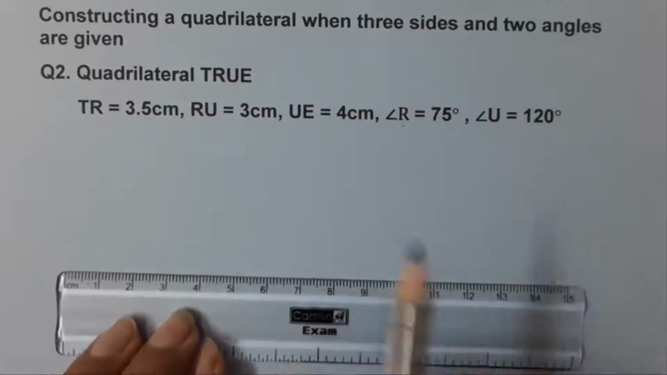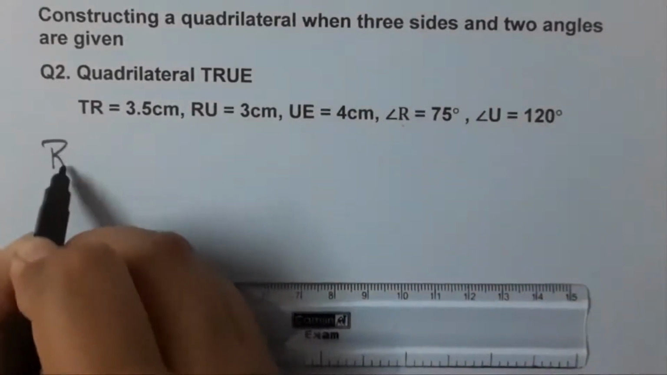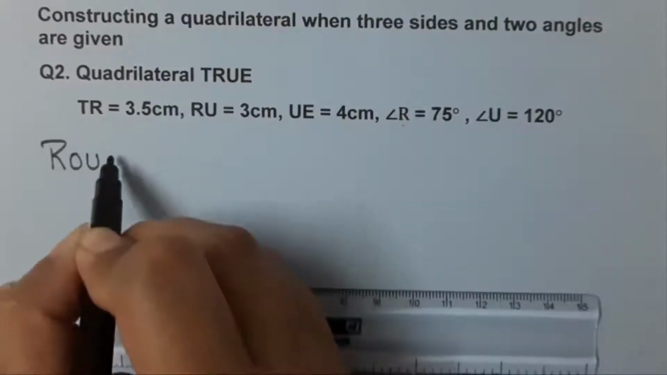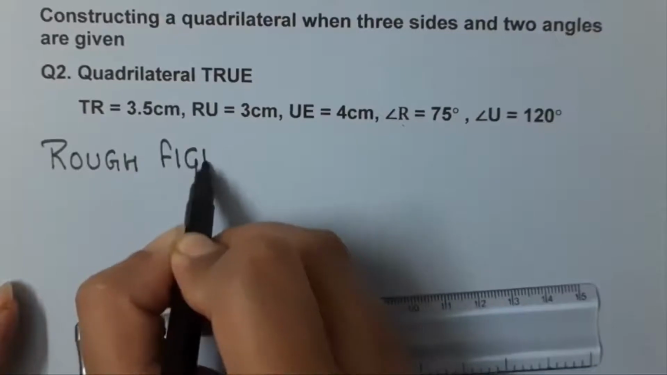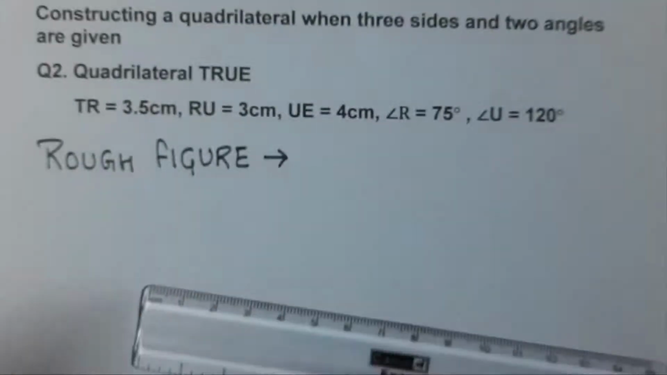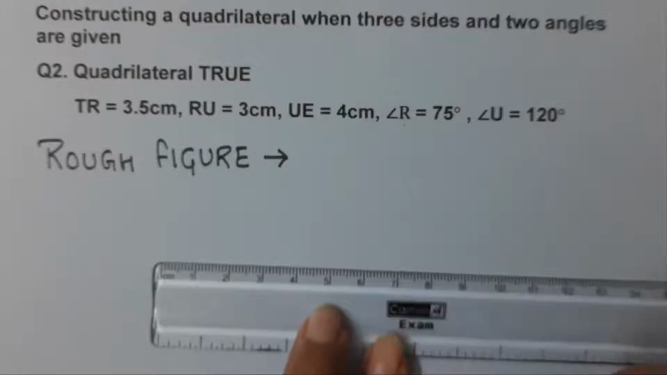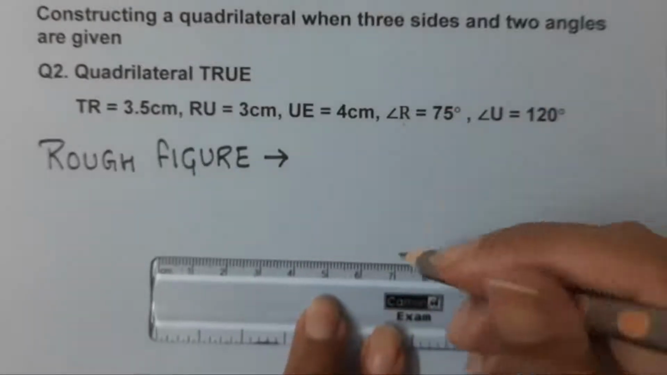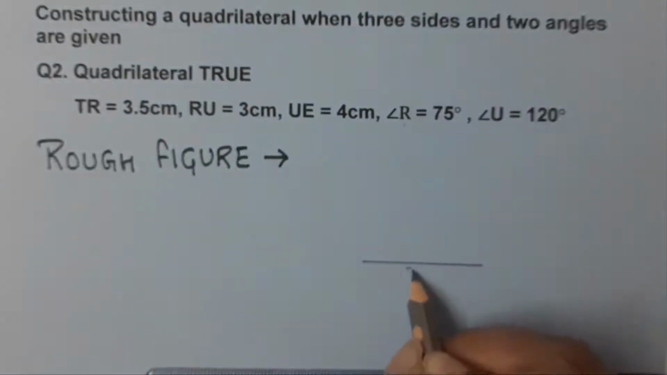Now whenever we say rough figure, it doesn't mean that we will just draw it with rough hands, but it means that the measures are not exactly what are given in the question. So in a rough figure, the measures will not be exactly the same. We are just simply drawing it so that it gives us an idea about what we are going to construct. So this is 3 cm, suppose.